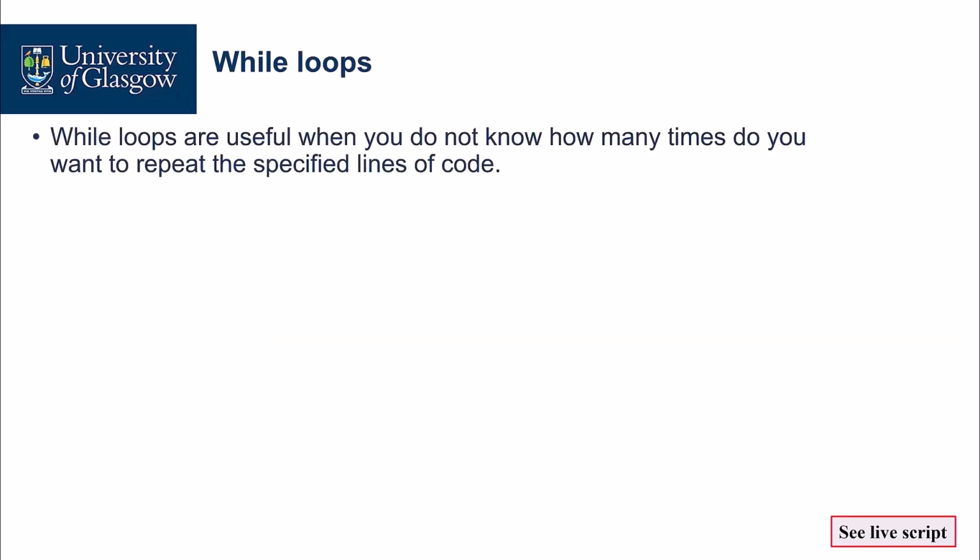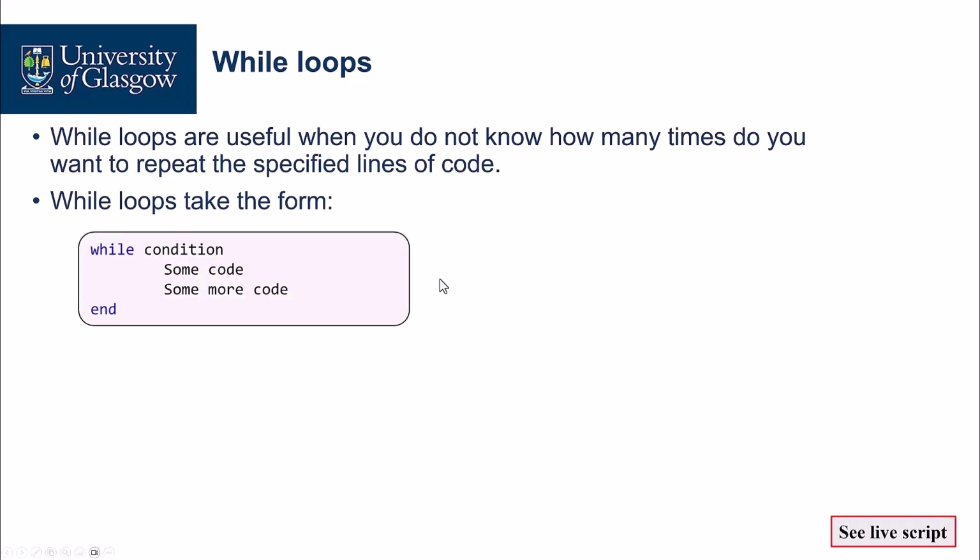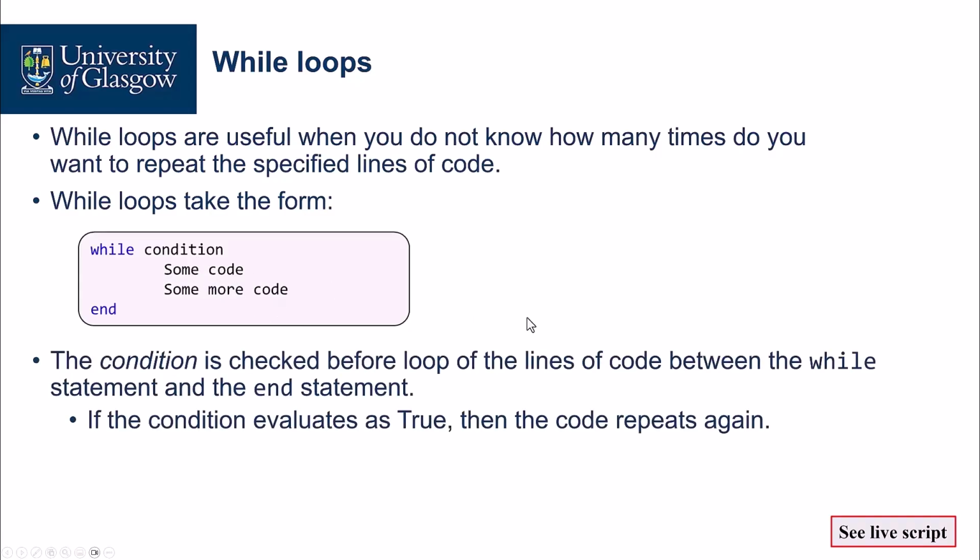In a while loop, you often don't know how many times you want to repeat, but you know the condition: when the condition is true, the while loop will continue. The while loop has this form: while condition, and the code is here. This is the body of the while loop. The condition is checked before the execution of the code. When the condition is false, the while loop stops. Otherwise, when it's true, it will repeat again and again.